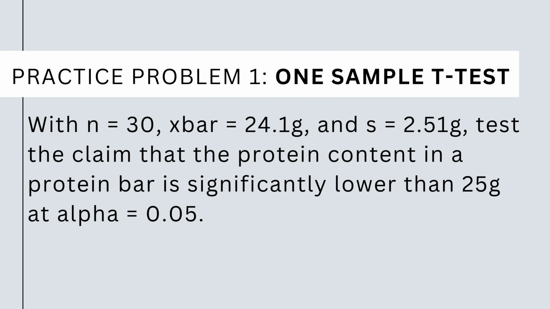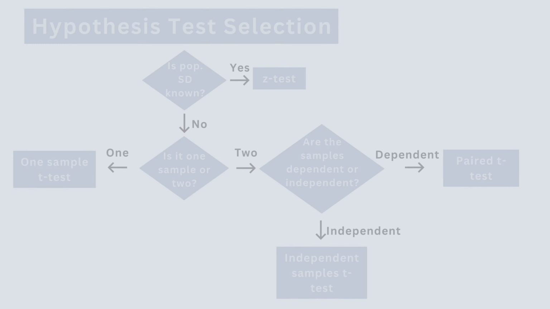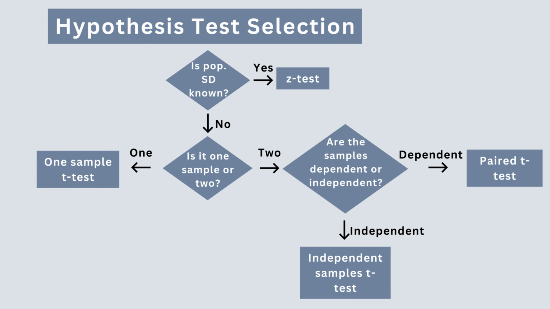A certain protein bar claims to have 25 grams of protein, and we want to test whether the actual protein content is significantly less than the manufacturer's claim. In this scenario, we use a one-sample t-test because we are comparing a single sample mean to a known population mean and do not know the population standard deviation.